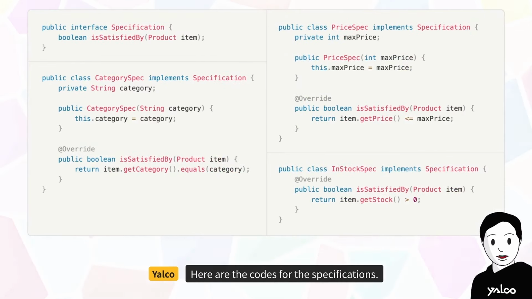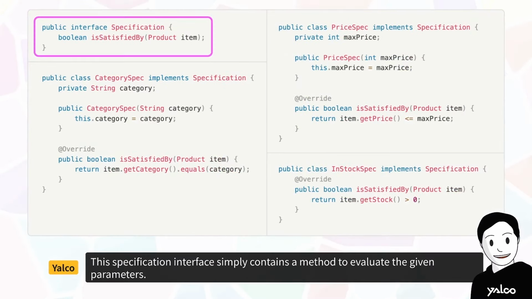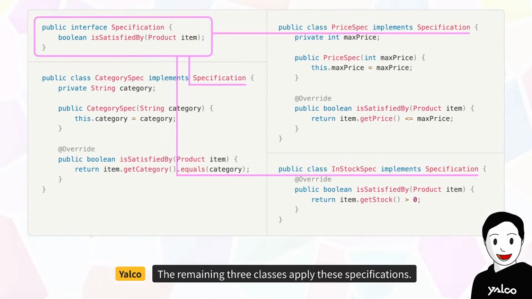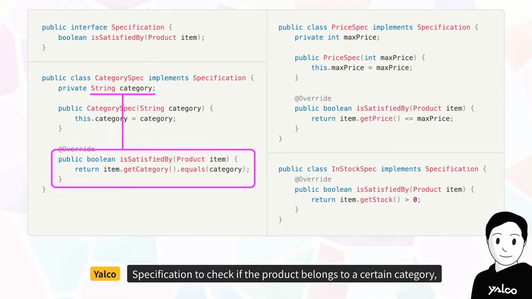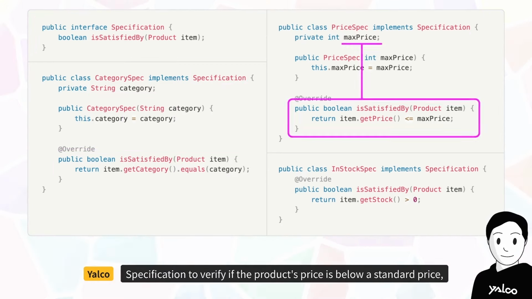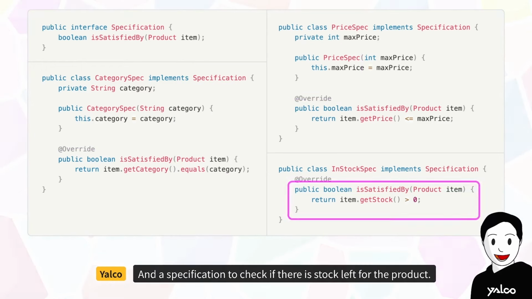Here are the codes for the specifications. This specification interface simply contains a method to evaluate the given parameters. The remaining three classes apply these specifications. Specification to check if the product belongs to a certain category, specification to verify if the product's price is below a standard price, and a specification to check if there is stock left for the product.